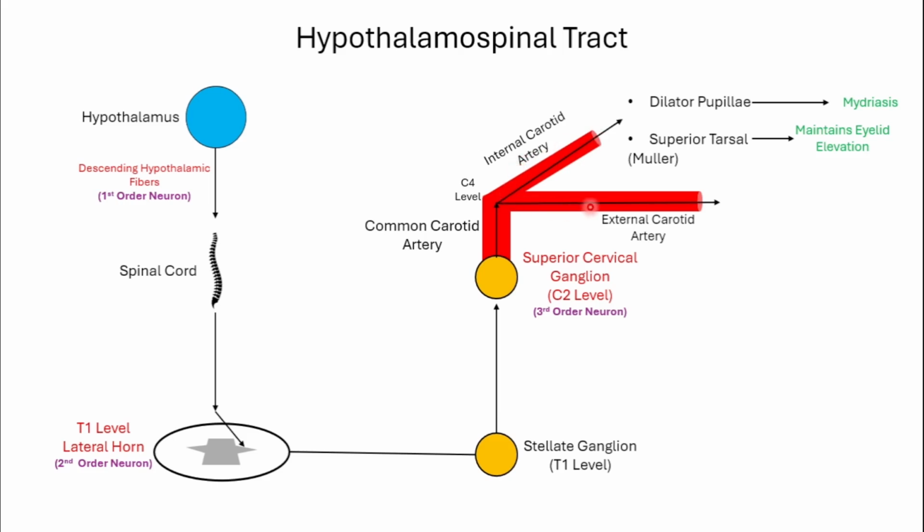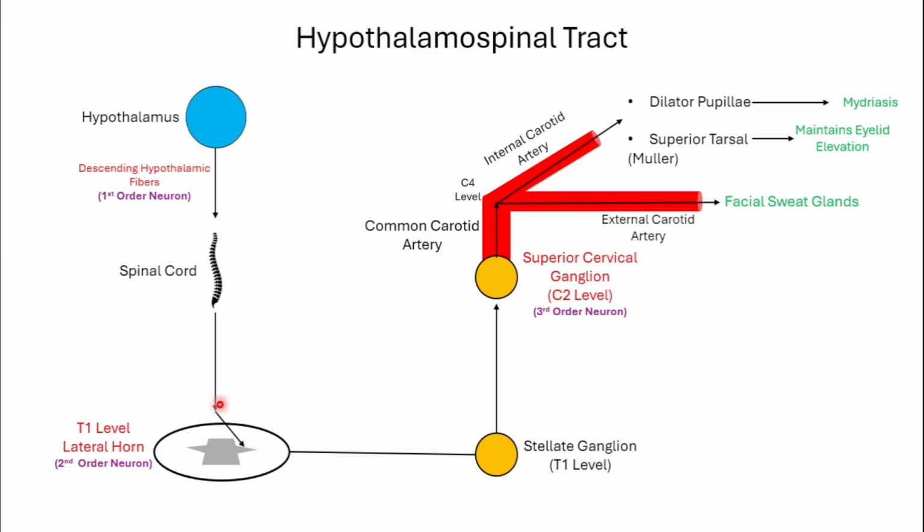The other part that is parallel to the external carotid artery ends up innervating the facial sweat glands. So to quickly recap, the tract starts at the hypothalamus and sends descending hypothalamic fibers. Those fibers form the first order neuron. The tract then keeps descending along the spinal cord until it reaches the T1 level.